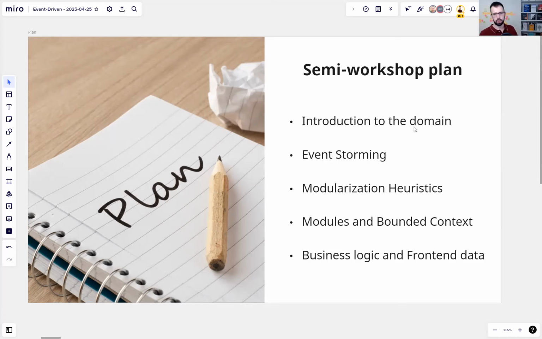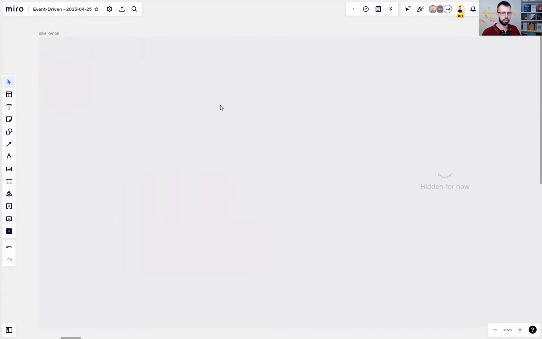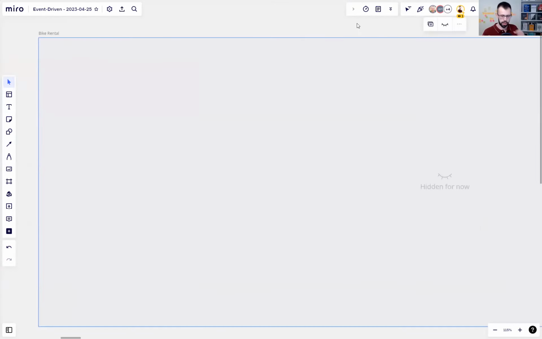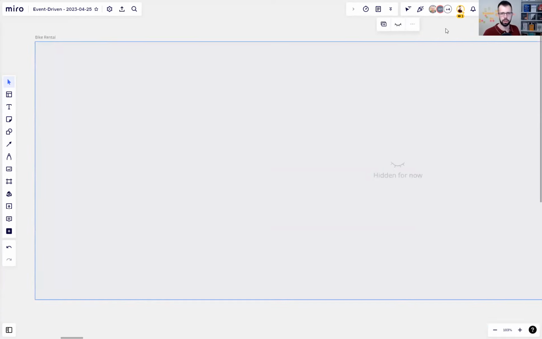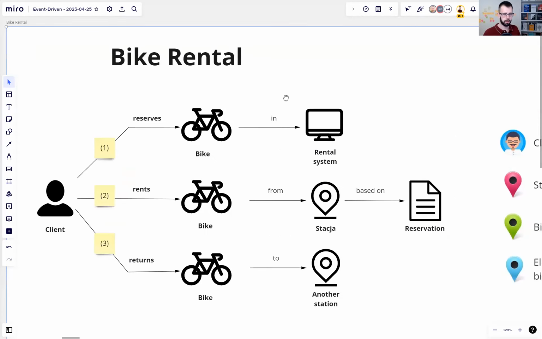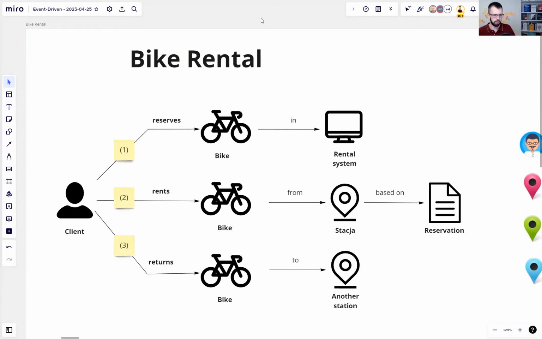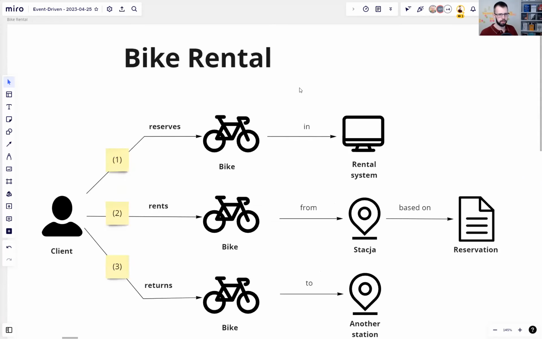Okay, so without further ado, let's go to our business domain. The area that I'm currently exploring right now is connected to renting bikes. So let's assume that we are creating a system that allows our clients to rent a bike from our platform in different cities.